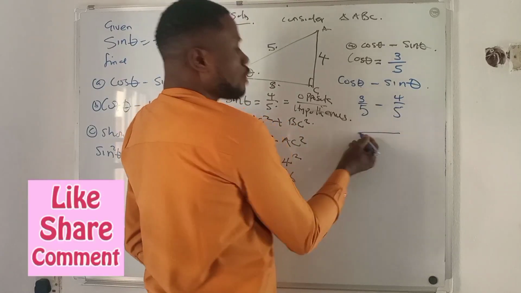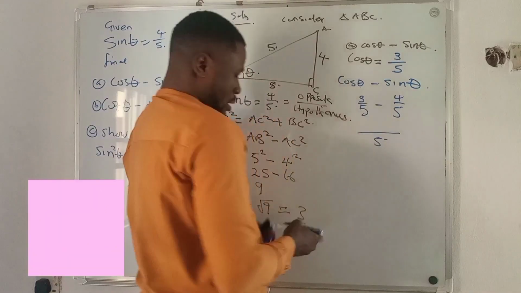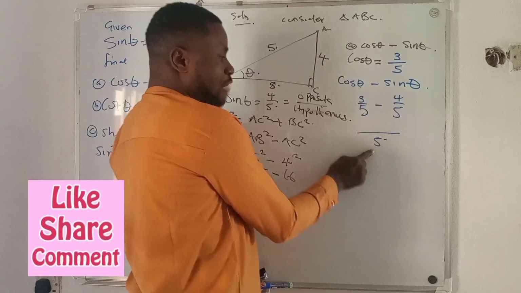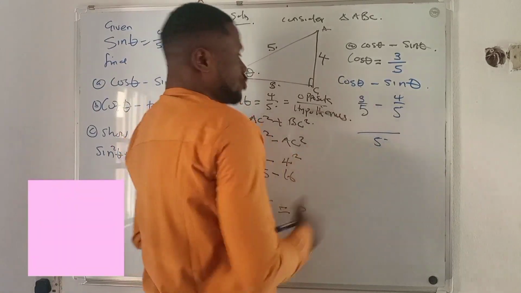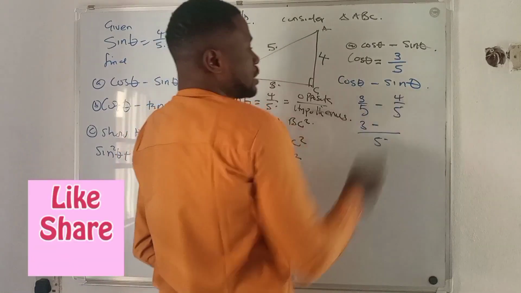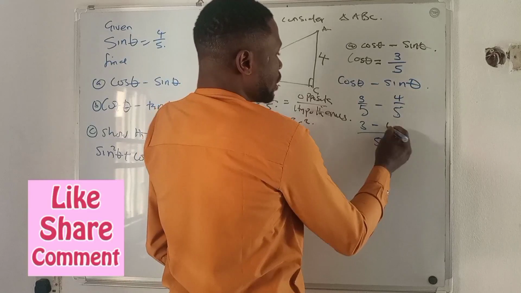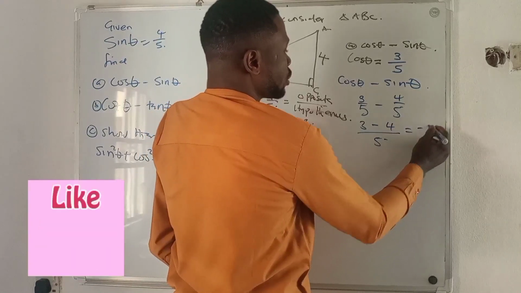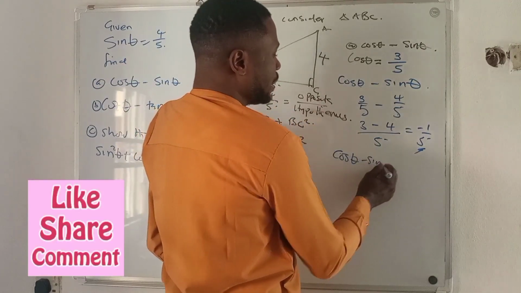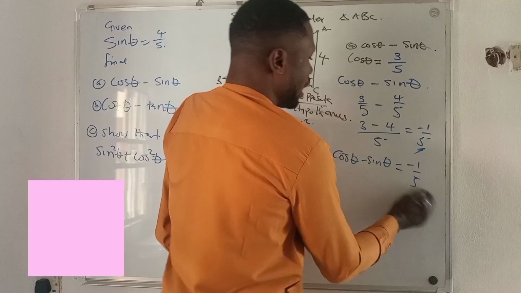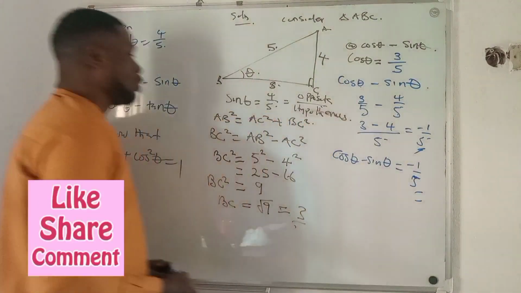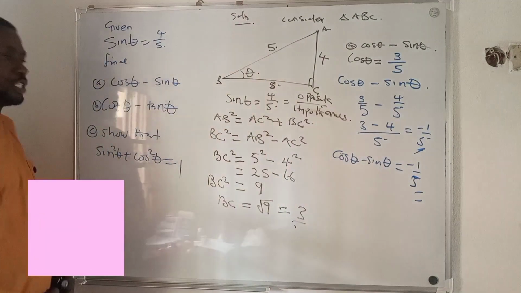Now from this, if you look for the LCM, it will be 5. That's the lowest common multiple. Then 5 divided by this 5 is 1. 1 times 3 will be 3, minus 5 into here will be 1 times this, that will give us 4. 3 minus 4 gives minus 1 all over 5. That means cos theta minus sin theta is equal to minus 1 all over 5. That will be the final answer. Minus 1 all over 5 is the value of cos theta minus sin theta.